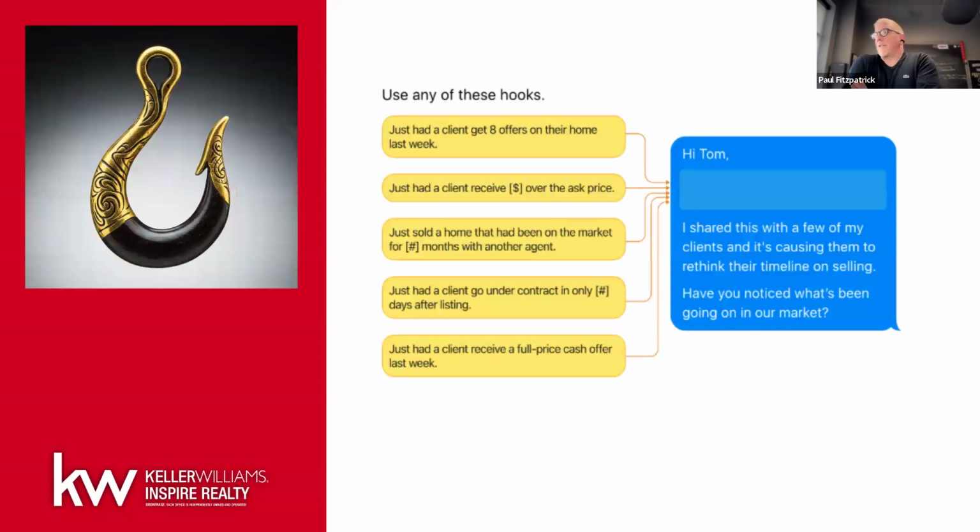So here's the sort of formula that I use, and credit, this comes from a website that I've been tracking and following. I'll share that at the end. But notice the body of the text message. Hi, Tom, blank. I shared this with a few of my clients, and it's causing them to rethink their timeline on selling. You can swap out selling for buying. Have you noticed what's been going on in our market? And the goal here of this kind of content is to get people thinking, okay, I thought I knew what was going on in the market. What did I miss? I better call Paul. I better call Maureen. I better call Megan. And you can fill in the blank spot.